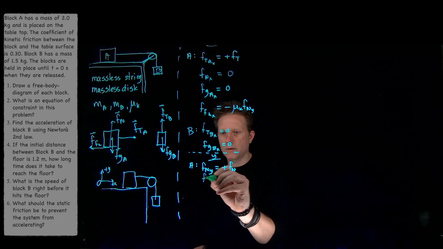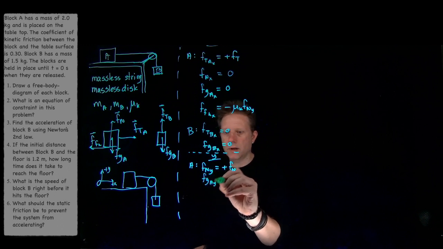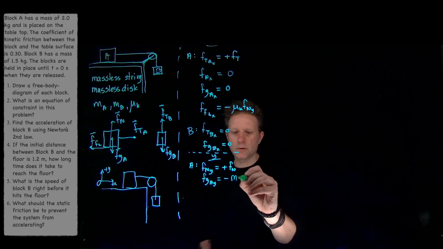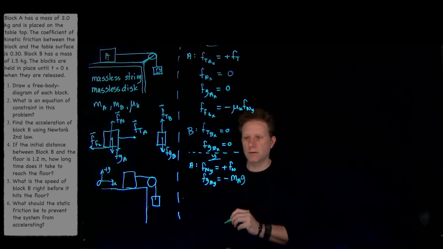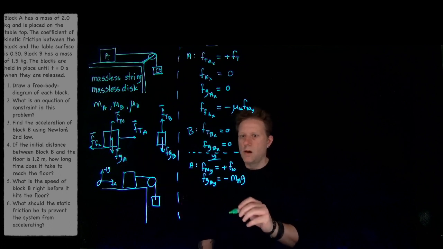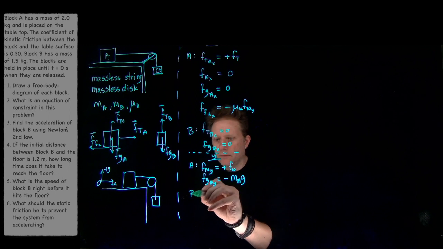And then we have the force of gravity in the y direction, which is a negative component, and we can substitute in our knowledge for the force of gravity: mass times acceleration of gravity. Force of friction doesn't have a y component either, so we can leave it at that.